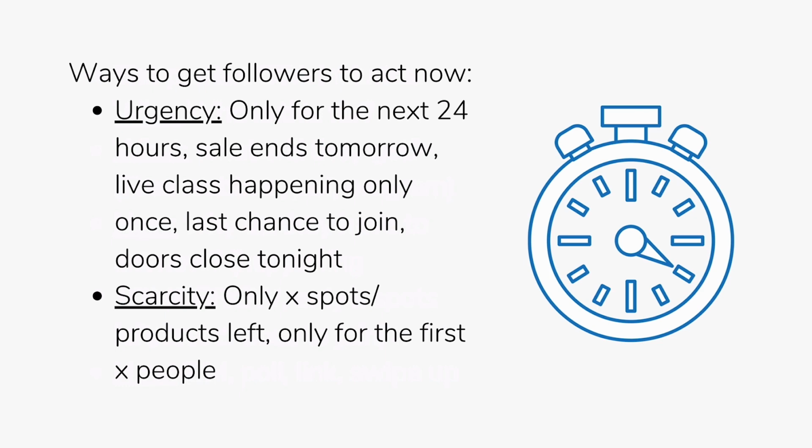So I just explained urgency and scarcity. So urgency, only for the next 24 hours, the sale ends tomorrow. This live class is happening only once, so make sure to join. Last chance to join, doors closed tonight. Those are all ways for creating urgency. And in scarcity, again, is there's only 10 spots. There's only 5 of these products left, or this price is only for the first 10 people.